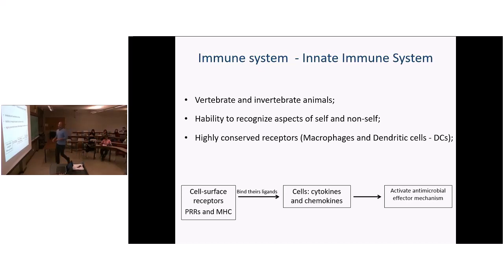So some of these, for example, are cell surface receptors. This is the pattern recognition receptor, and this is the major histocompatibility complex. These two are not the only ones, but they're probably the ones that cover a bunch of how you recognize what is self and non-self, and how you trigger a certain immune response.